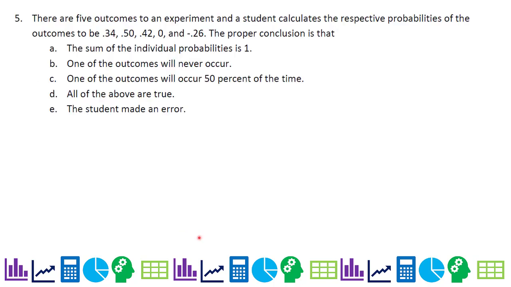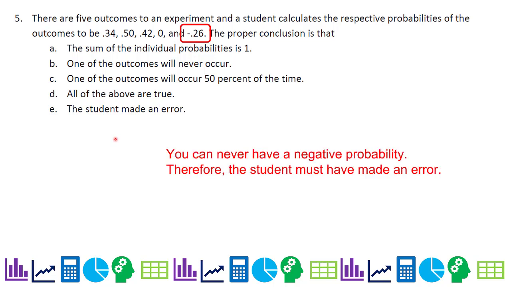So here's the 5th question. There are 5 outcomes to an experiment, and a student calculates the respective probabilities of the outcomes to be, and here they are. The proper conclusion is that. Now, if you add these all up, they probably do add up to 1, right? But I got a problem where I can already see it. Can you ever have a negative probability? No, you can never have a negative probability. So the student must have made an error in their calculation.